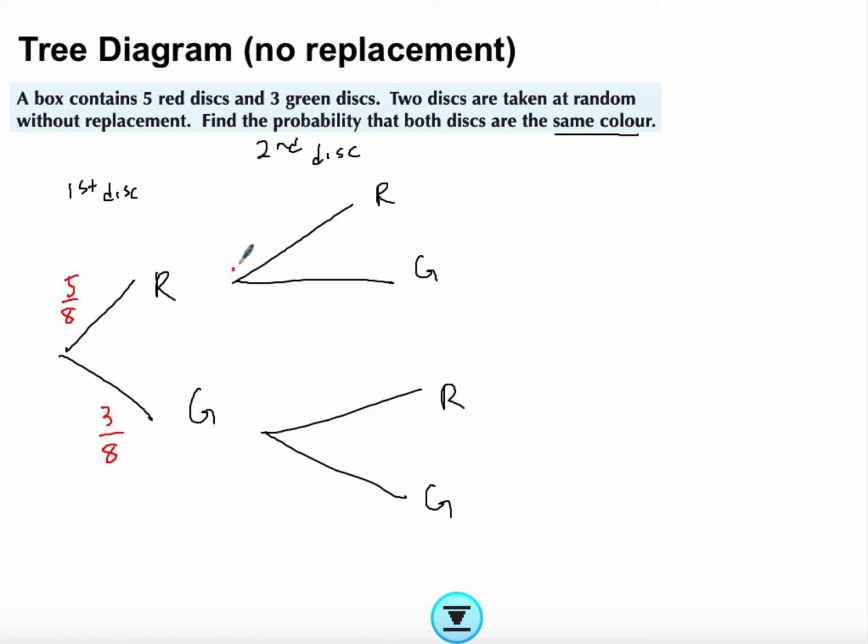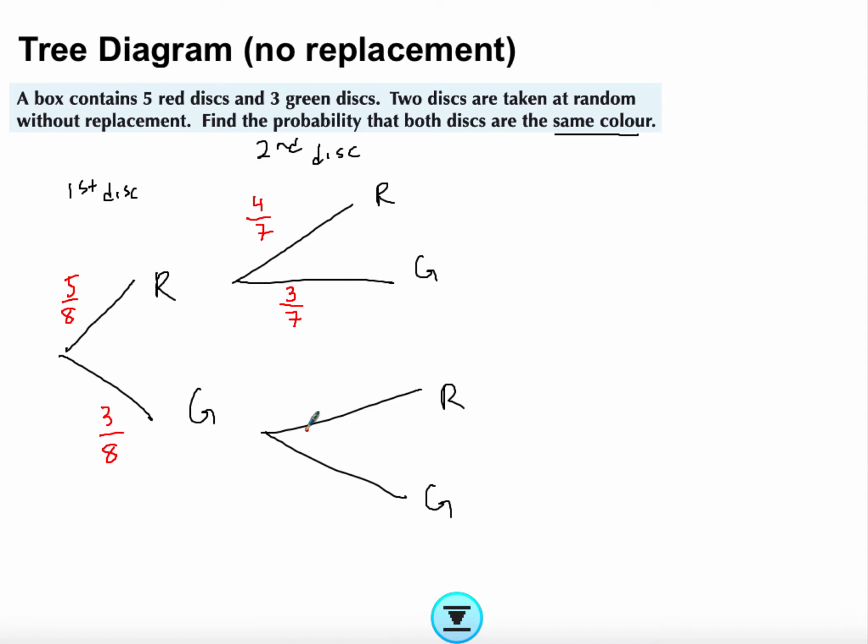And what I'm doing here is that because I've taken one red, I haven't replaced it. I have one less red to deal with. So there's 4 reds. And because I had a total of 8, but I've taken 1 out, so now I have a total of 7. So notice how the probability changes. I haven't taken green. Green hasn't changed. I've only taken the red since I'm on this branch. So my green is still 3, but my total is still 7. And you can check that these two add up to 1.